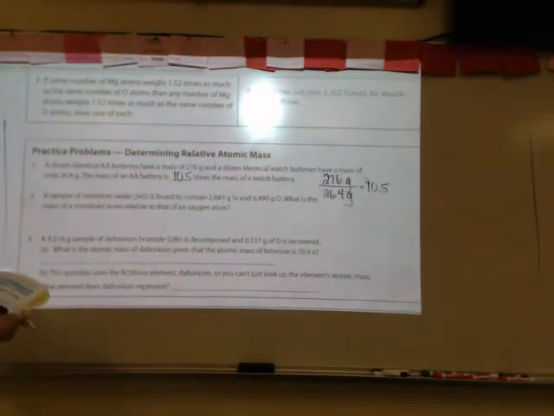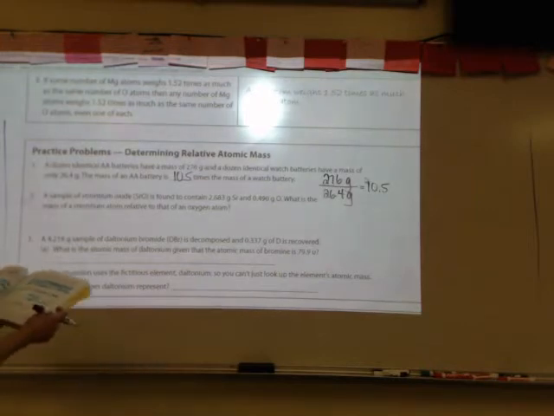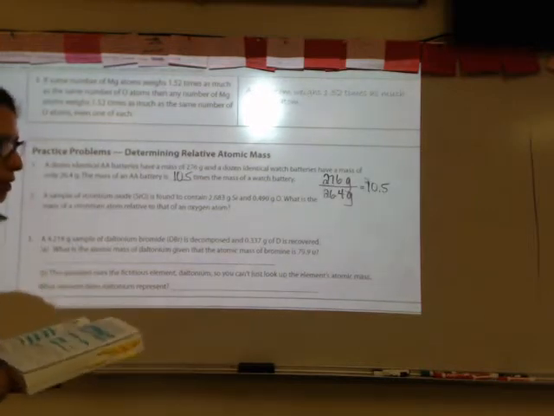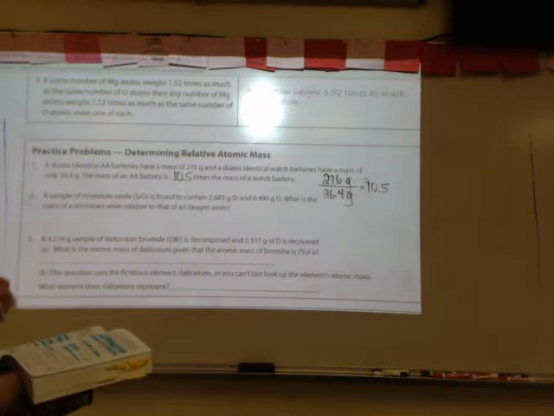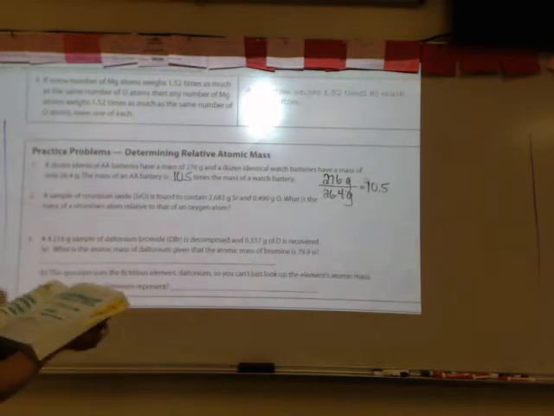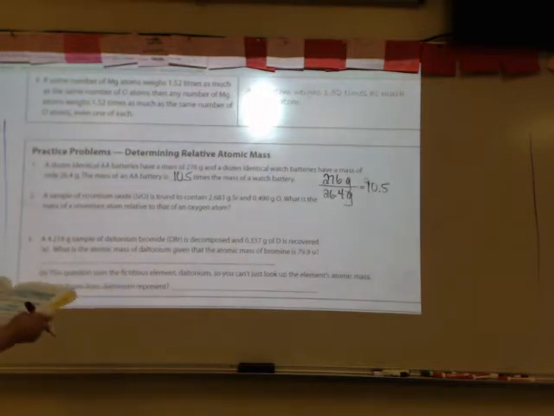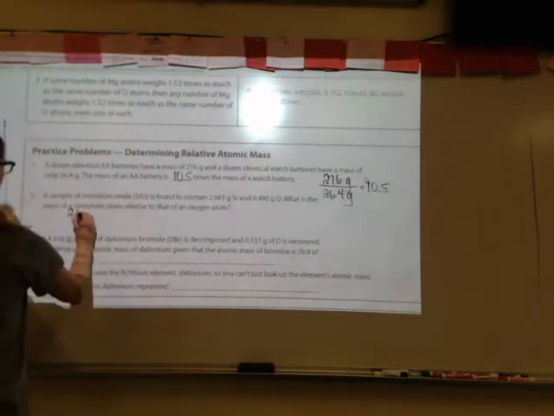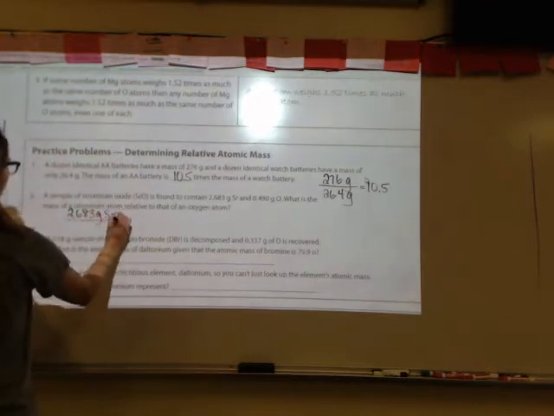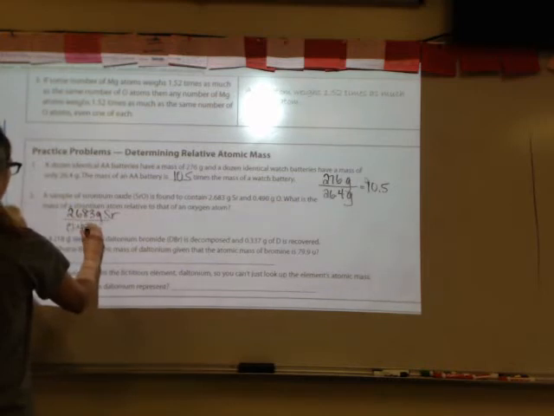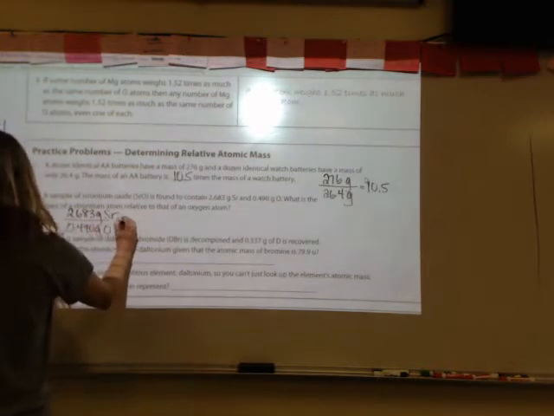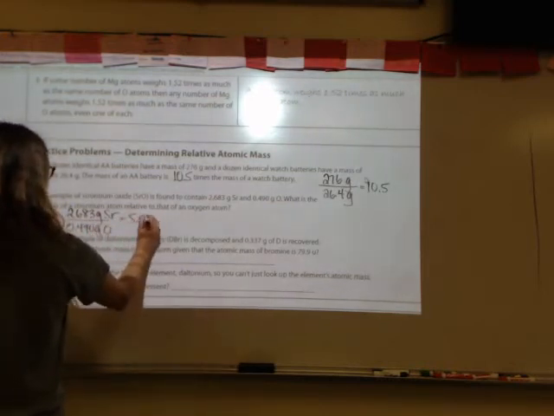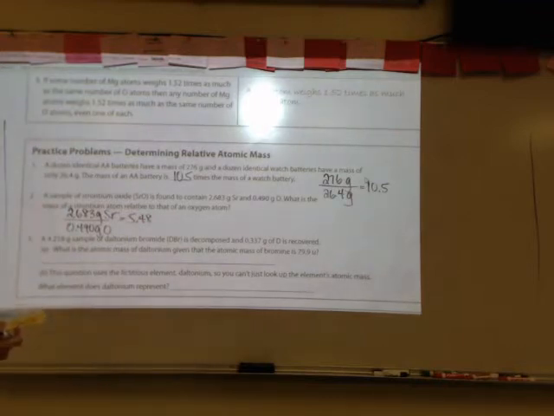Number 2. A sample of strontium oxide is found to contain 2.683 grams of strontium and 0.490 grams of oxygen. What is the mass of a strontium atom relative to the mass of an oxygen atom? So 2.683 grams of strontium divided by your 0.490 grams of oxygen is going to give you a ratio of 5.48.